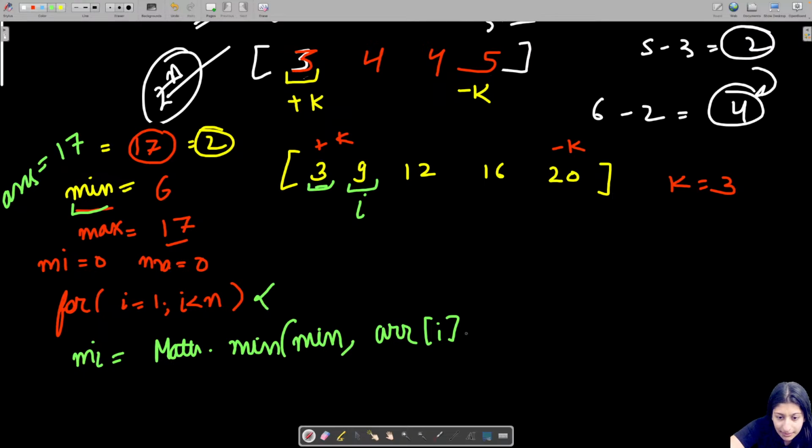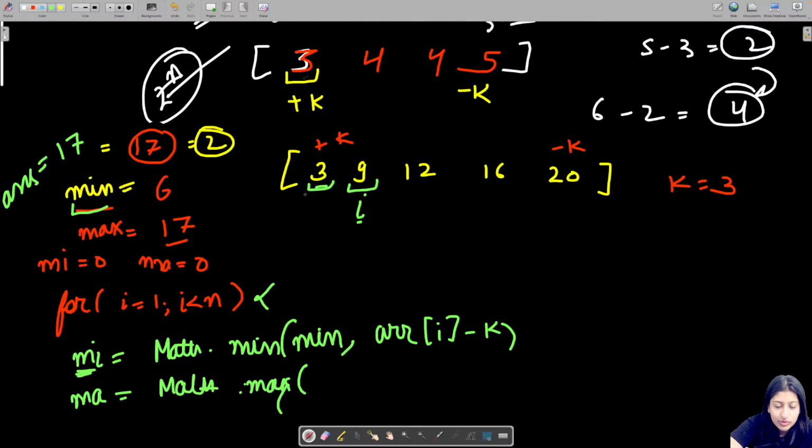This is minus k. Why? This is the bigger one. I am reducing it by k, and I will see which one is still storing its minimum value. That will be stored in mi, and ma will be storing the max value, math.max, on the same pair. What I am trying to achieve is, whatever you got in max, is it still my maximum value if in my ARR of i minus 1 I increase the value by k units? Got my point?